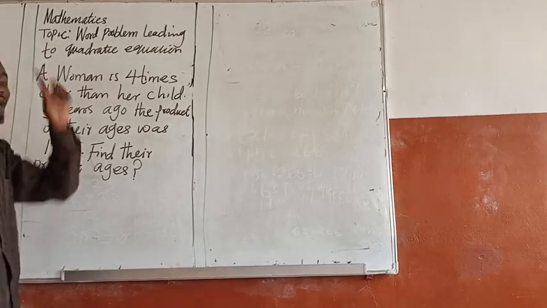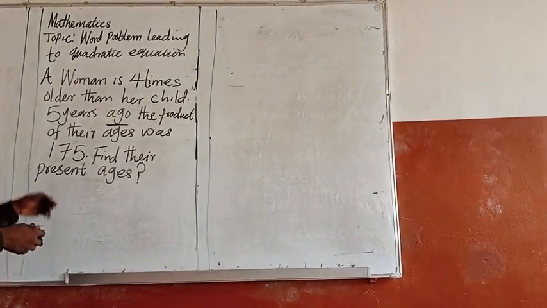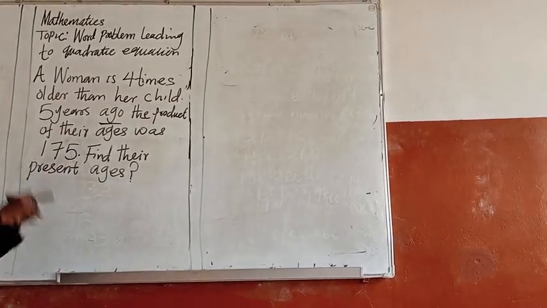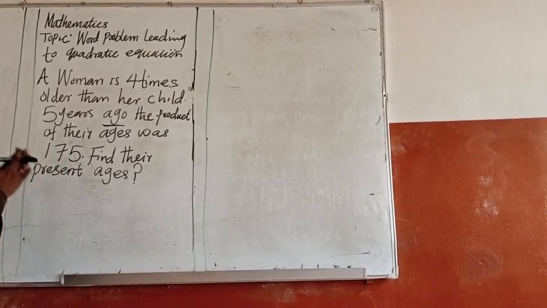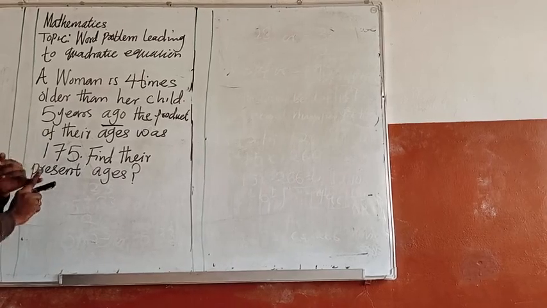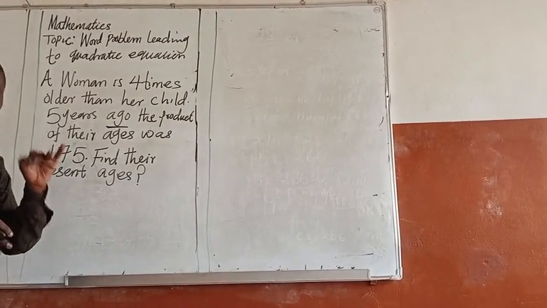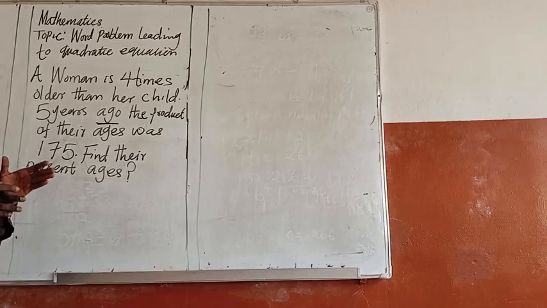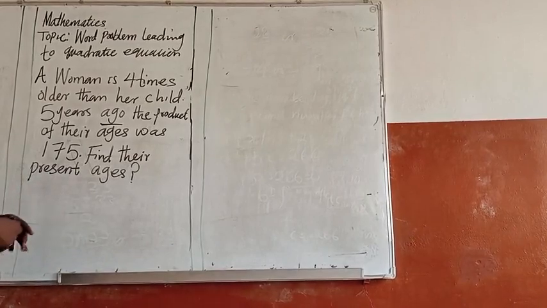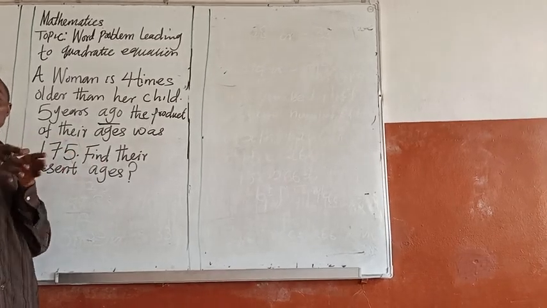5 years ago, remember I gave you the meaning of this "ago" before, the product of their ages was 175. Find their present ages. It's very, very simple. We don't know the woman's age. We are comparing two people now, the woman and the child. You have to consider the one that has the lesser age, which means the child, because there's no way the child will be older than the mother. So we start with the child.